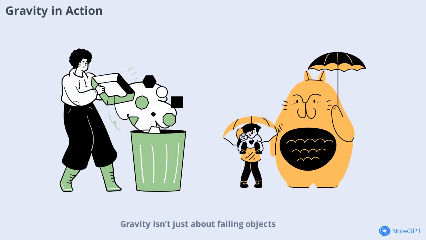Gravity isn't just about falling objects. It's the force that keeps the moon orbiting the Earth and the planets orbiting the sun. Astronauts experience microgravity in space, which affects their bodies in unique ways. Understanding gravity helps us design satellites, predict tides, and even plan space missions.